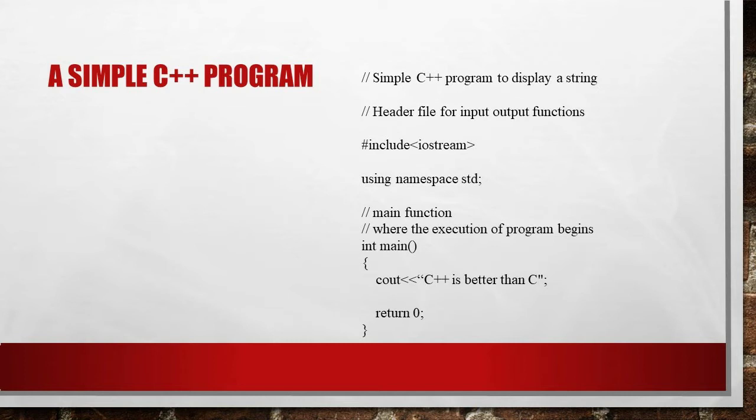Then we put the statement we want to display on the screen. That statement we put in cout, which indicates displaying output on the screen. That's the C++ statement, and at the end of this we write return 0.